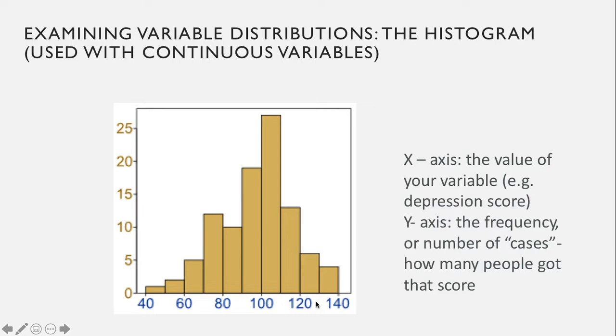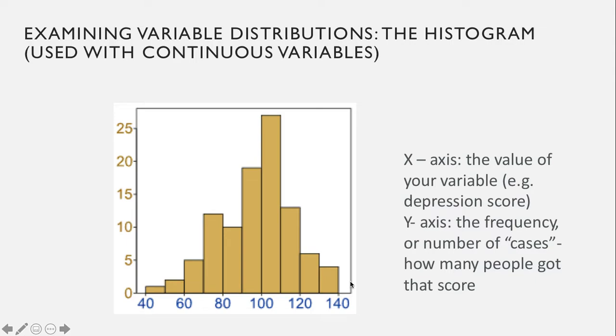Histograms are used to look at continuous variables. The x-axis, which is this axis, represents the score that people got, or the value. So like, let's say you were measuring depression. So these would be the various depression scores allowed with the scale you were using. You added up all the items, and really high numbers represented being really depressed, and low numbers represented not being depressed. So these are the scores.